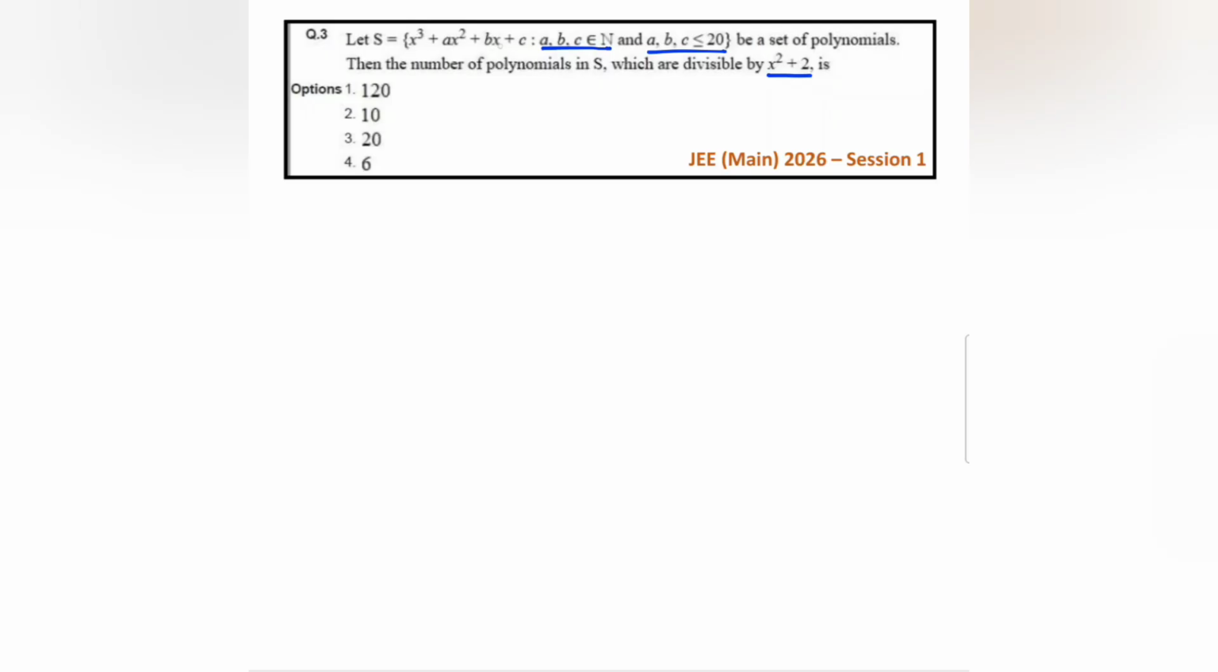So what we are going to do here is let x cube plus ax square plus bx plus c be equal to x square plus 2 into, because this is a cubic polynomial and this is already quadratic, there must be a linear polynomial. For the linear polynomial I can take x plus p. The reason I am taking the quotient of x as 1 is that x square into x is x cube, and here also it is 1x cube. So if I take the quotient of x as 1, then only will I get 1x cube.